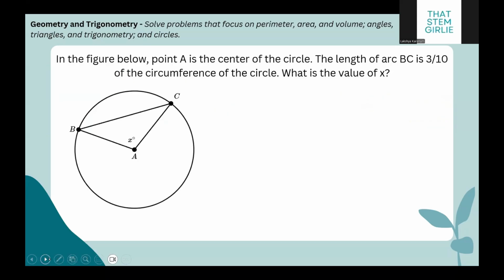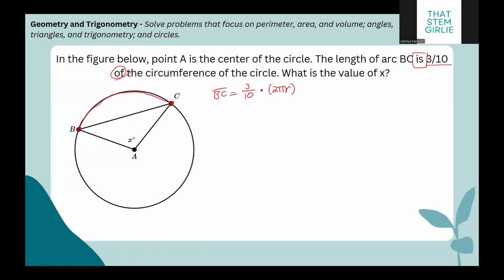Alrighty. So the next problem: in the figure below, point A is the center of the circle. The length of arc BC, which is from here all the way over here, is 3/10 of the circumference. So BC equals 3/10 times the circumference of the circle. Now we don't know what the circumference is, so we'll just call it 2 pi r, because that is the formula for the circumference of a circle, right?